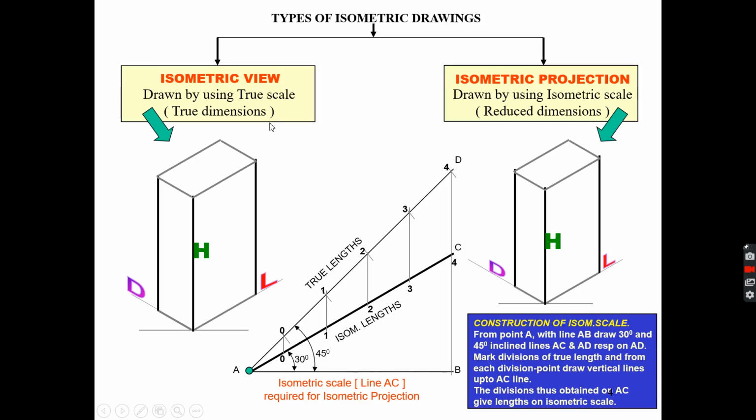If you are asked to draw an isometric view, you have to use the true scale. And if it is asked to draw an isometric projection, you have to use the isometric scale, meaning the reduced dimension. So this is where the true dimensions are used, and this is the reduced dimension which is used to draw the isometric projection. And for that 9 by 11 term, how it comes out you can understand from this graph shown here.